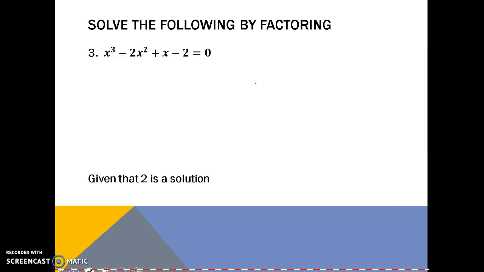So we have that 2 is a solution to this particular problem, and so again, I'm going to go through that step again. I'm going to use synthetic division. I'm going to have 1, negative 2, 1, negative 2, and one of my solutions is 2. And so I'm going to use synthetic division here.